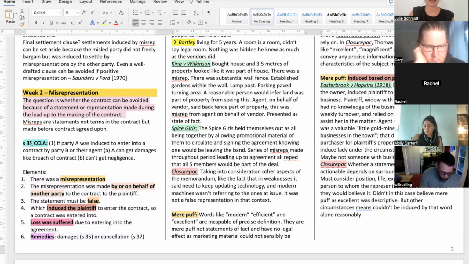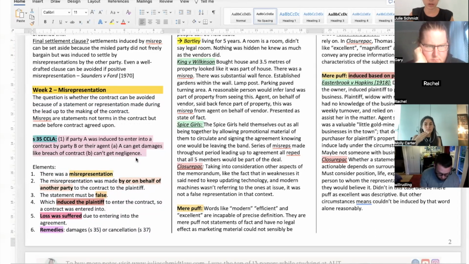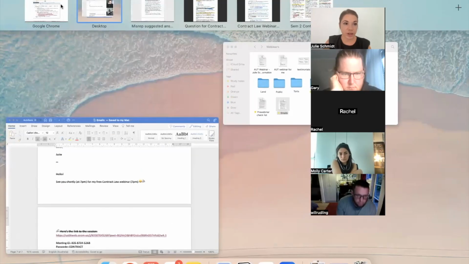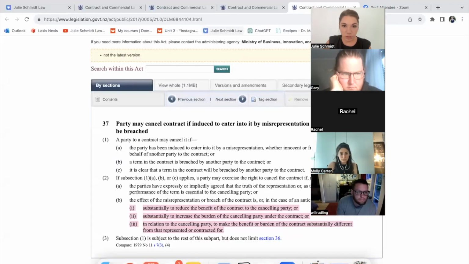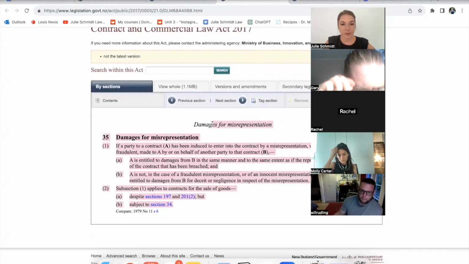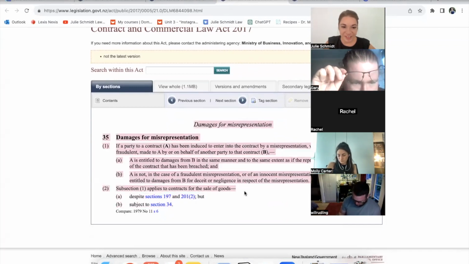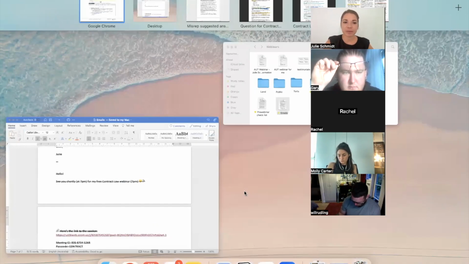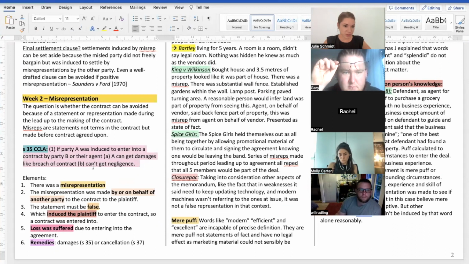And we are in section 35, mainly, of the Contract and Commercial Law Act. Yeah, that's where we are. This section is important. Go through it again and again. It's kind of wordy, and the A and the B, yeah, it took me a long time to read. But anyway, we're in section 35 of the Contract and Commercial Law Act.